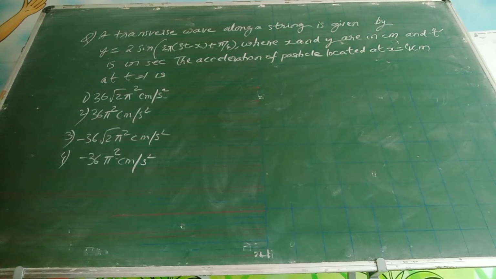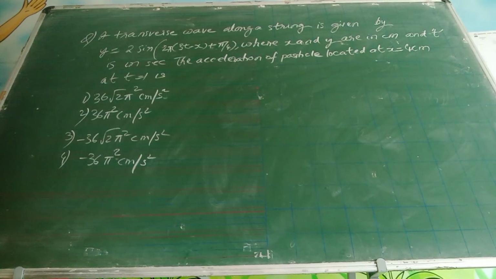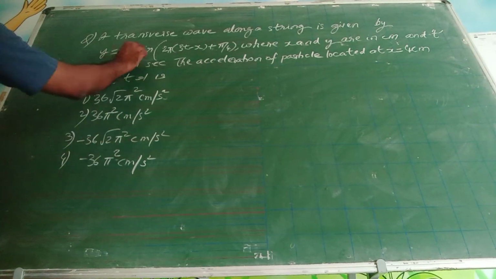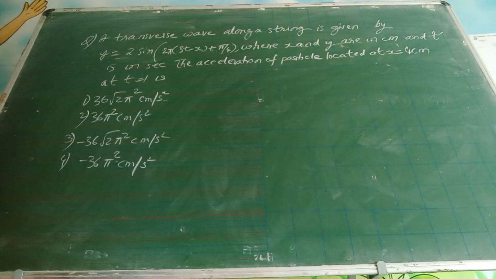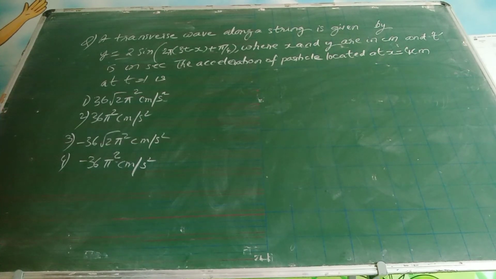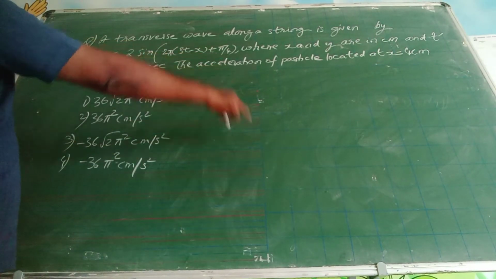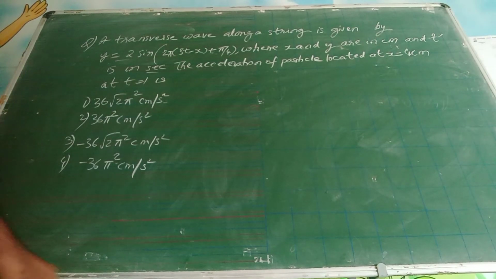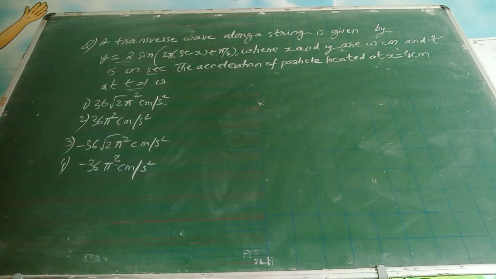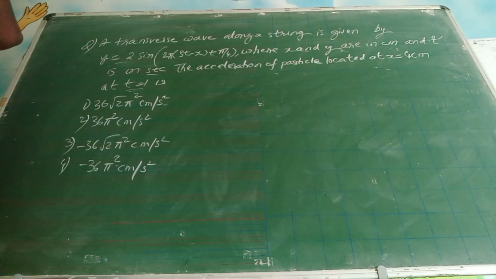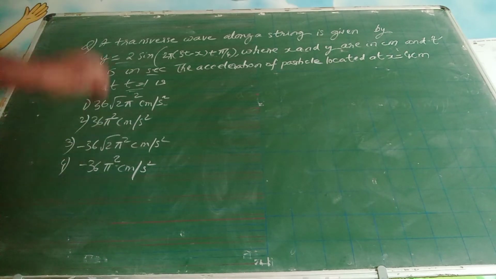Look at this question. A transverse wave along a string is given by y is equal to 2 sine 2 pi into (3t minus x) plus pi by 4, where x and y are in centimeters and t is in seconds. The acceleration of the particle located at x is equal to 4 and t is equal to 1 is. So you have been given an equation of wave and you are asked to find out what is the acceleration of the particle at a particular location and at a particular time.